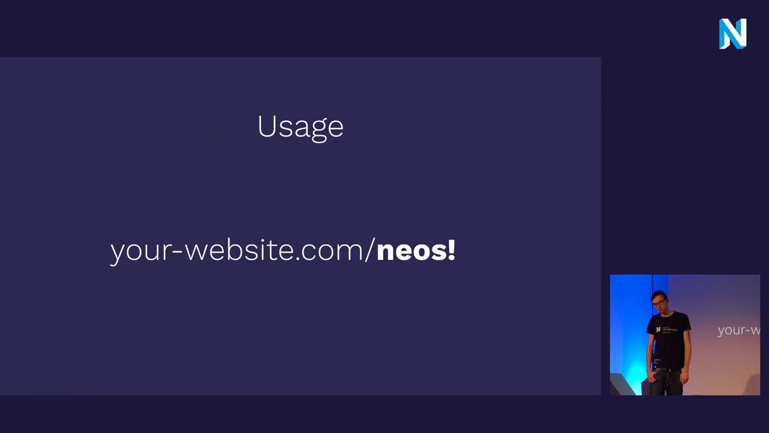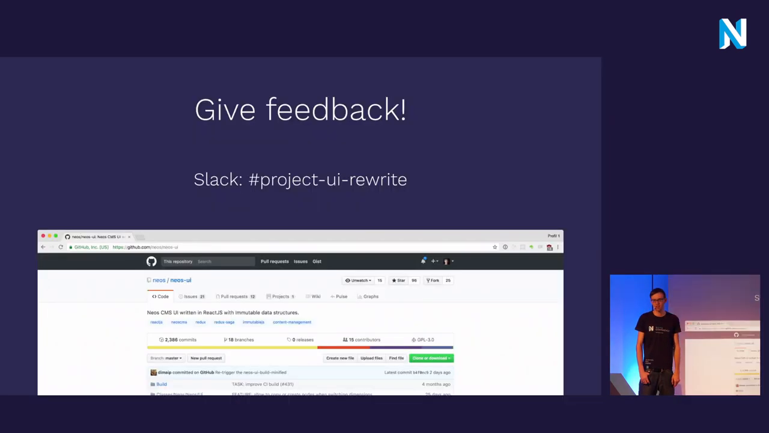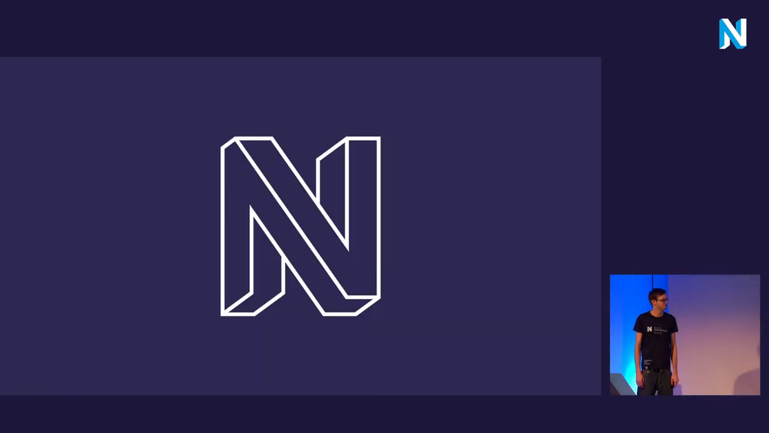And then you can actually use it. You just go to your website, you press NIOS, and you add an exclamation mark at the end. So it's not just NIOS, but NIOS exclamation mark in the URL, and this way you will end up with the new UI. So please try it out. Give us feedback. Tell us what works, what doesn't work. If your website breaks, if it doesn't, every feedback is valuable. We want to catch all these edge cases we missed so far. And let's make that awesome together. Thank you.